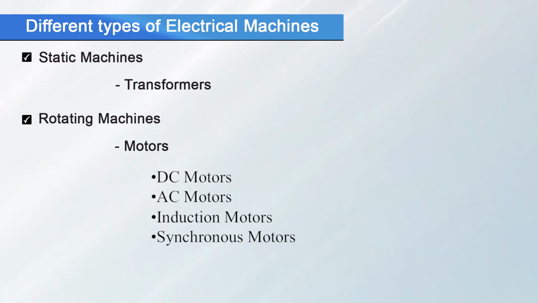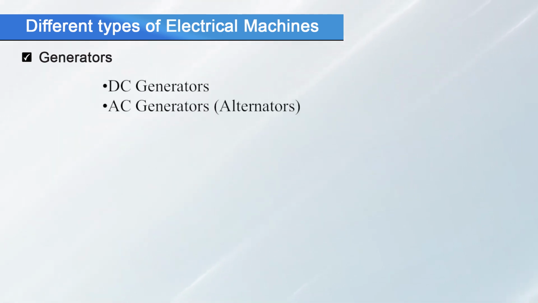DC machines are those that either generate or use direct current. A good example of a DC machine would be a DC motor, which we often see in applications that require control of speed and torque. Another example is the DC generator, which is used in applications where stable voltage is needed without the fluctuations inherent in AC power.